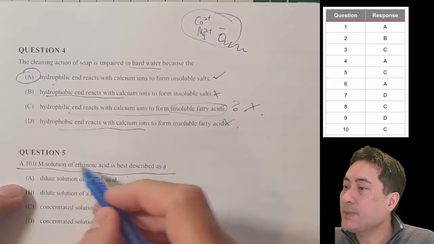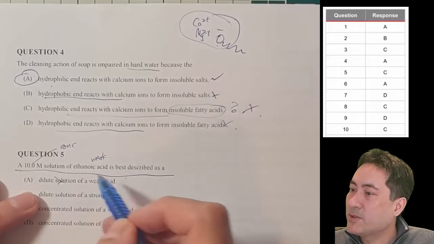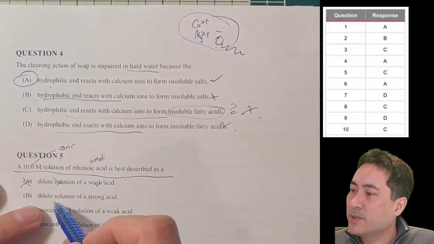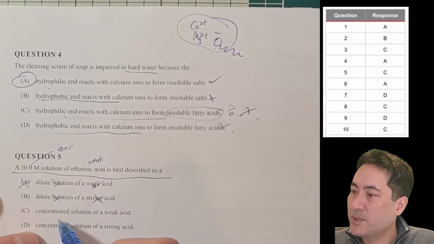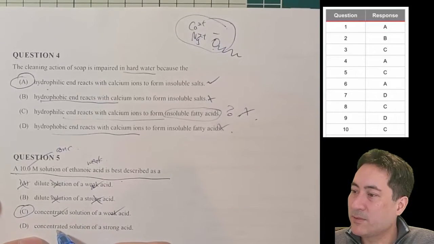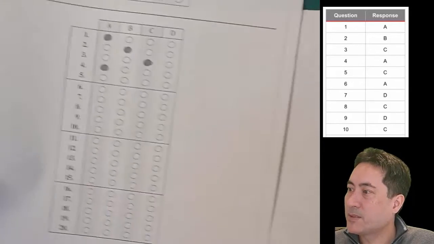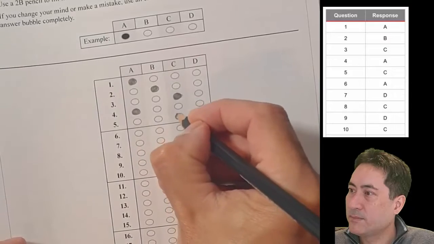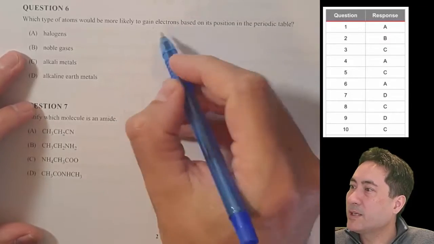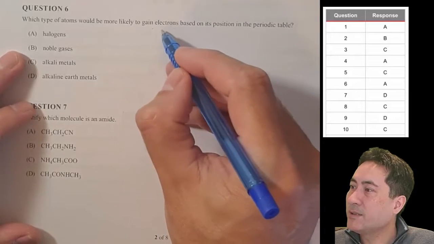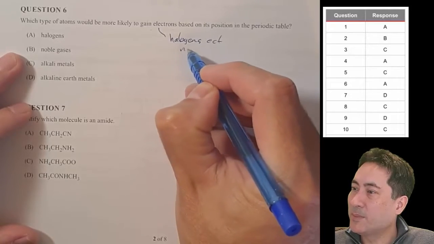Okay, question 5. This one's pretty easy. It's concentrated and weak. So just go through and cross out the appropriate questions. So C is the only one that's concentrated and weak. All the rest are different combinations. That's 5 done. Okay, question 6. Things that are going to gain electrons will be on the right-hand side. So halogens and anything else. Noble gases won't work. And the metals won't work.